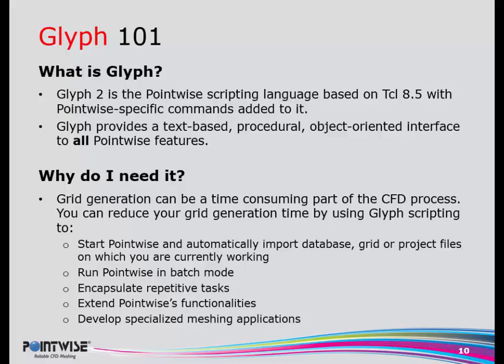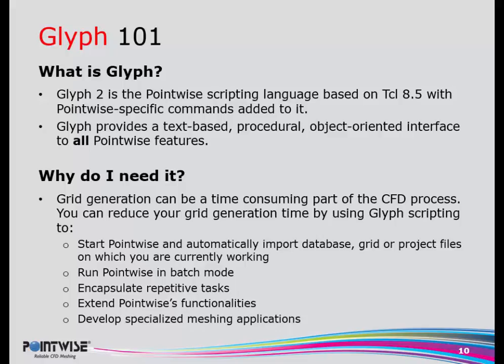So what is Glyph? Well, Glyph is our scripting language built on Tcl 8.5 with Pointwise commands added to it. Okay? Glyph is procedural and it's object-oriented just like Pointwise, and most importantly, it allows you to access every single one of Pointwise's features. What that basically means is anything you do in the GUI has a scripting command. So that's extremely powerful. That means that if you can do it in the GUI, you can do it through a script.